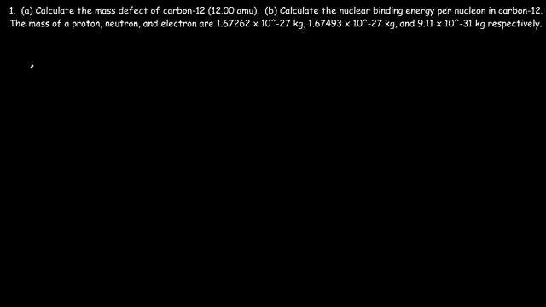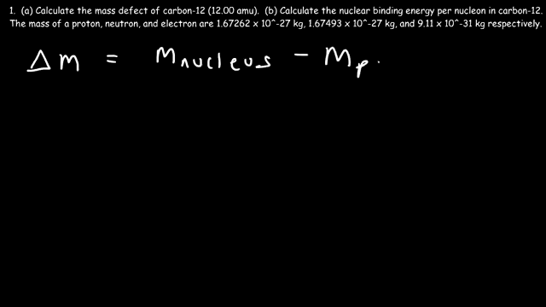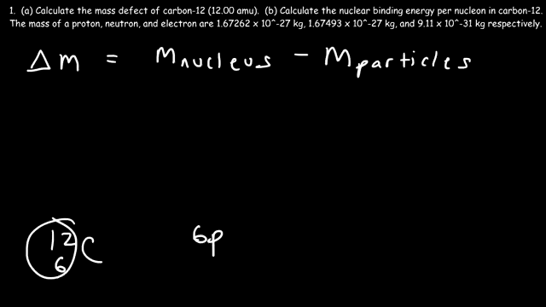The mass defect is the difference in the mass of the nucleus and the mass of the individual particles that make up the nucleus. So let's talk about carbon-12. Carbon-12 has a mass number of 12 and an atomic number of 6. The number of protons is equal to the atomic number, so carbon-12 has 6 protons. The difference between the mass number and the atomic number is the number of neutrons. So 12 minus 6 is 6.